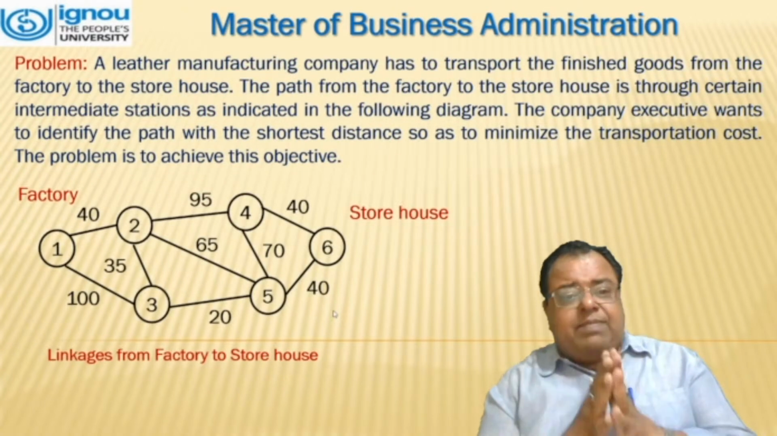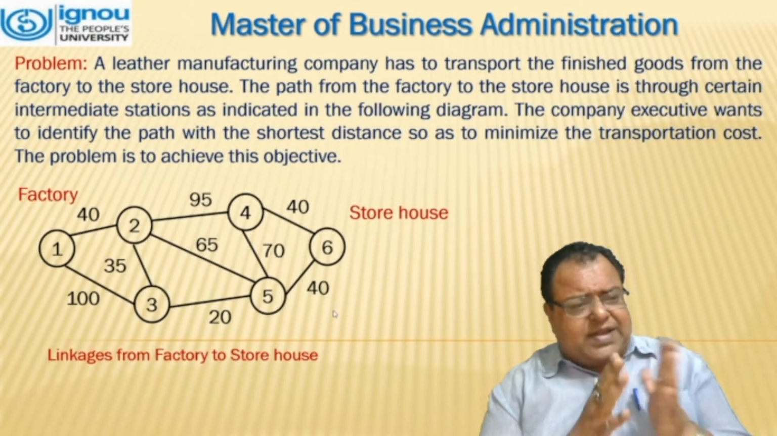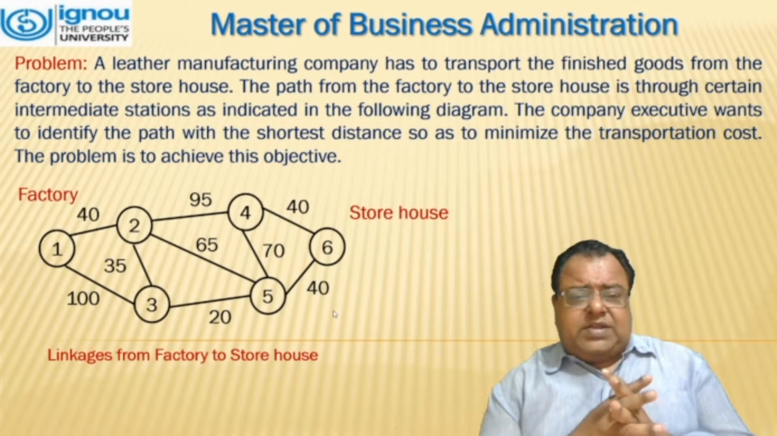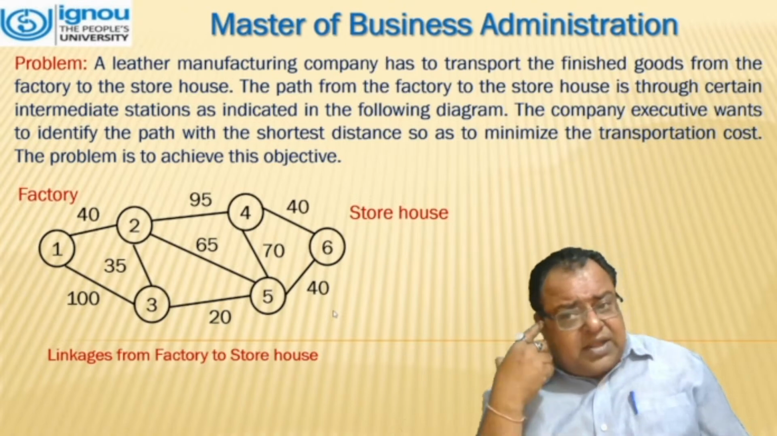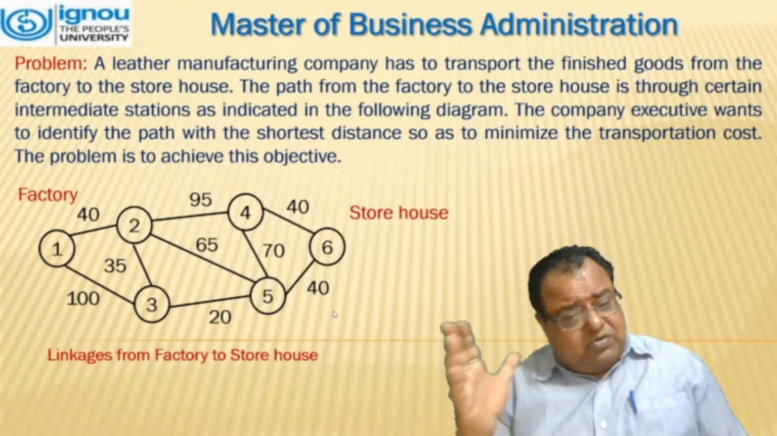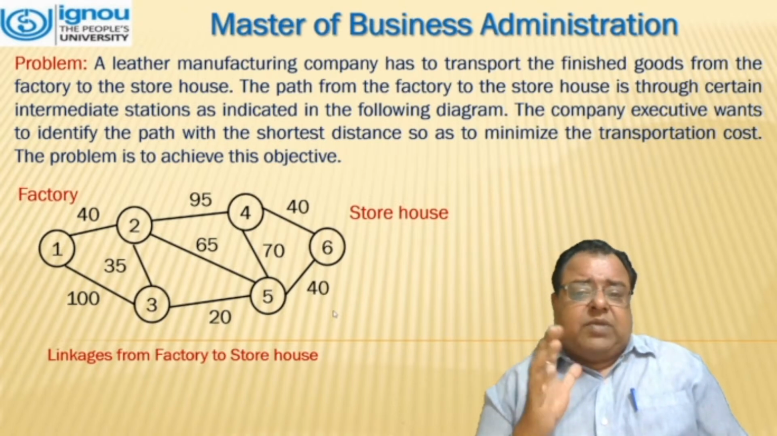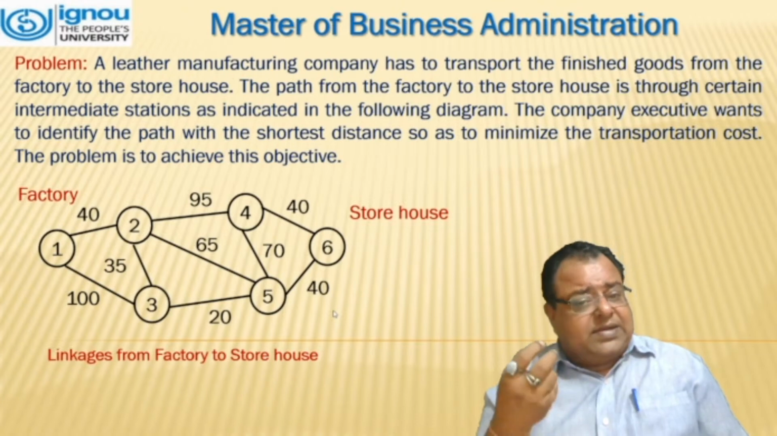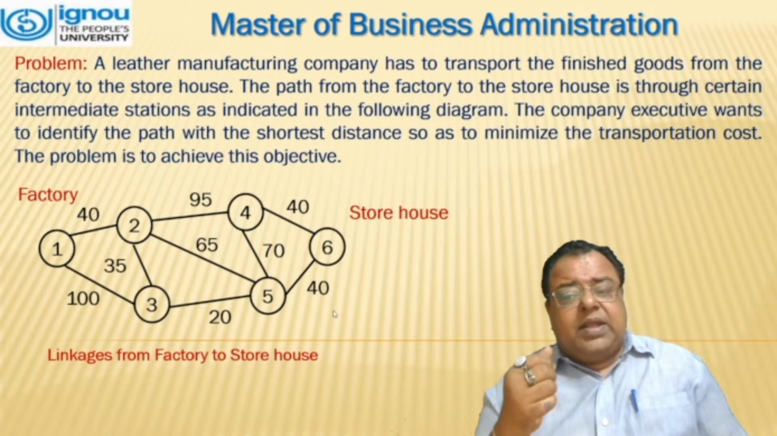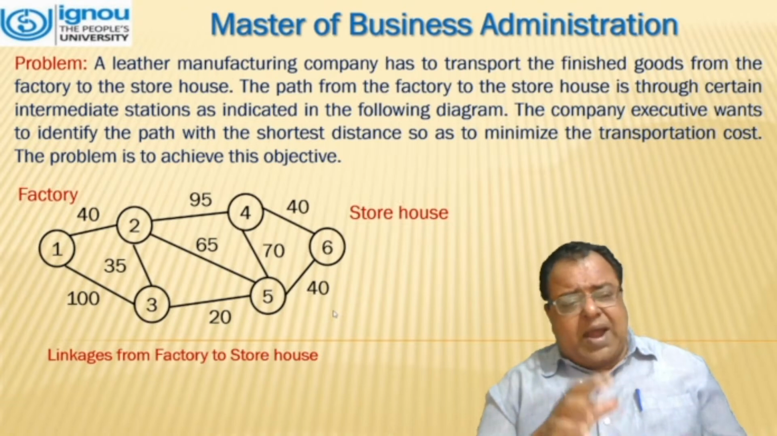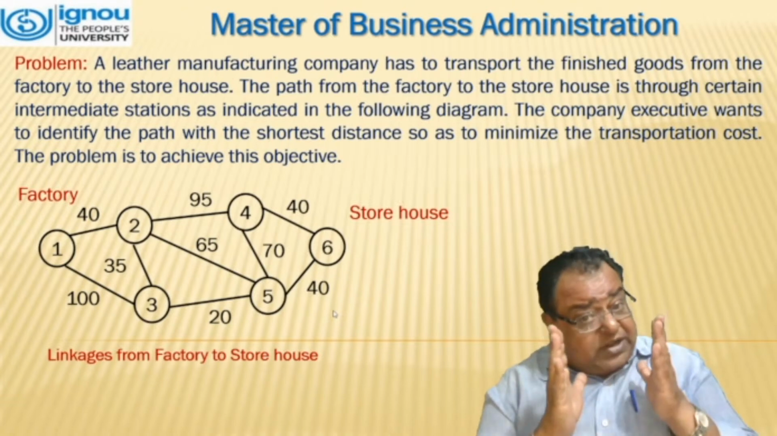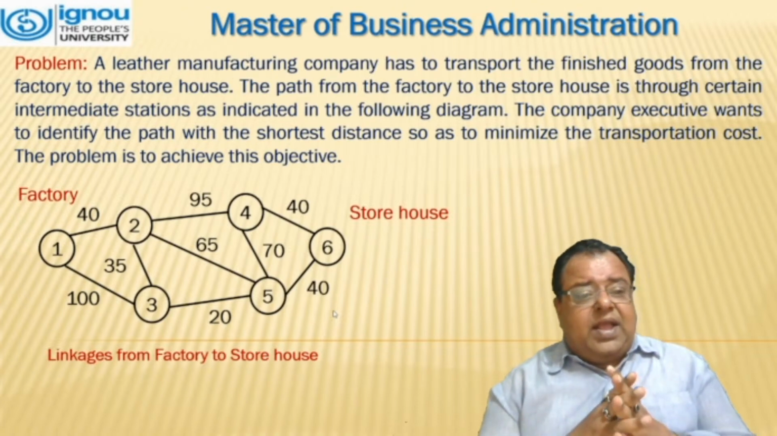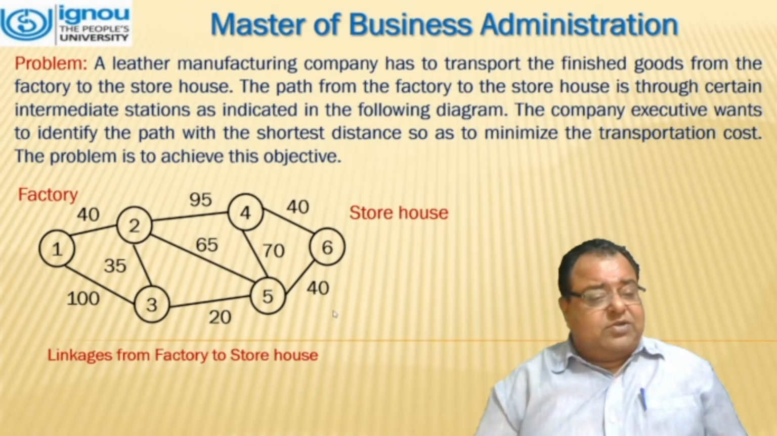Now, we take a problem to understand what we said. A problem is related to a leather manufacturing company. It has to send the finished goods from the factory to the storehouse. The path from the factory to the storehouse is through certain intermediate stations as indicated in the following diagram. The company executive wants to identify the path with the shortest distance so as to minimize the transportation cost. And the problem is to achieve this objective.